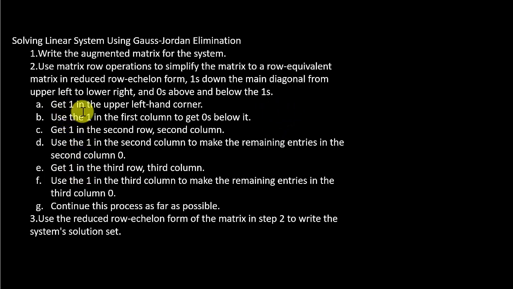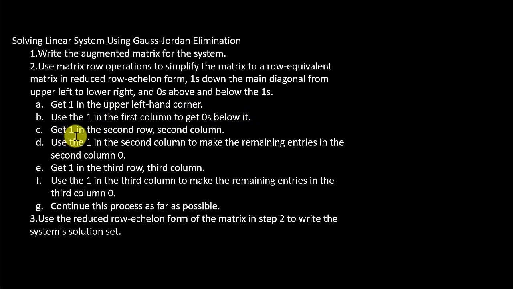You'll get a 1 in the upper left corner, okay? And then use the 1 in that first column. So we're going to be in the first row, first column, and we'll get a 1 there. And use that 1 to get zeros below it.